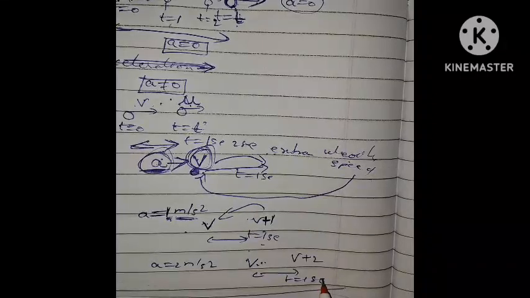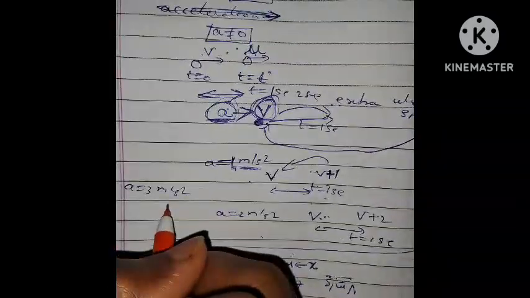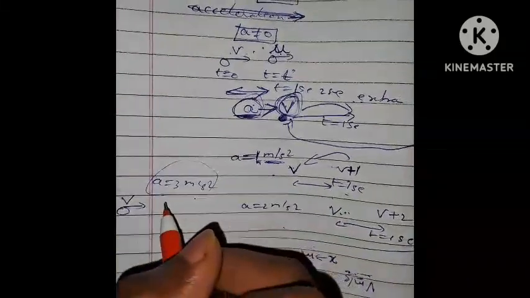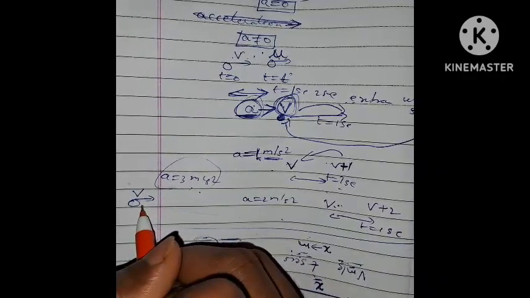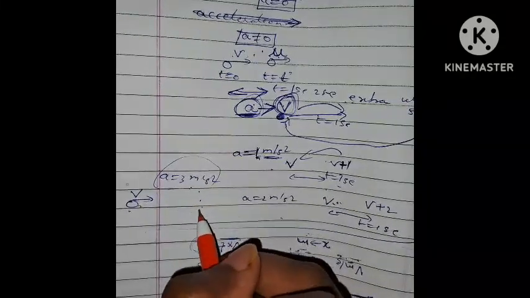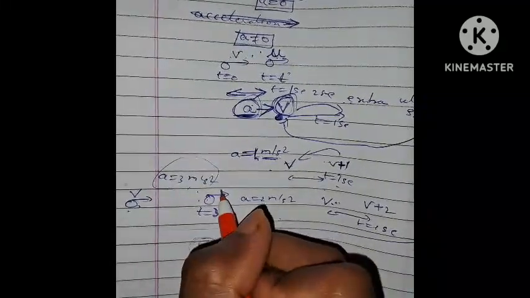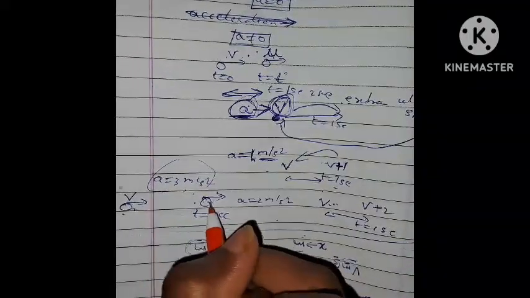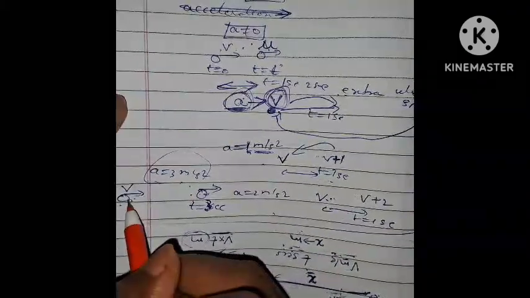In 1 second, how much velocity is added is given by the acceleration. If a equals 3 meter per second square, then what will be the velocity of the object moving with velocity v initially after 3 seconds? So after 3 seconds, what is the velocity of this object? You can calculate it from the given information. It is moving with the velocity v.